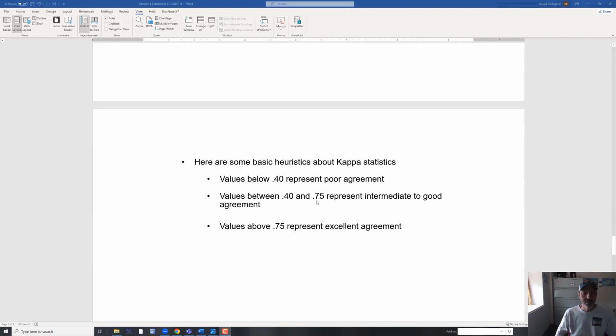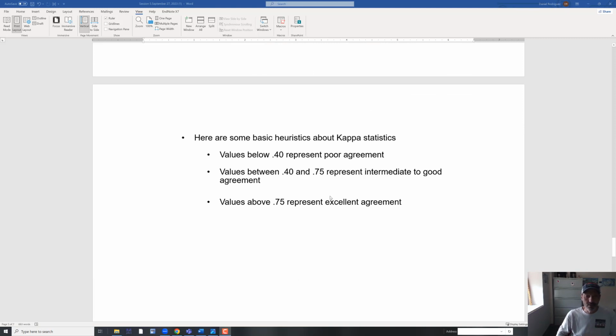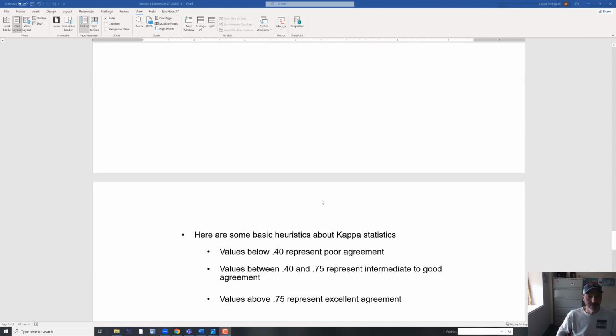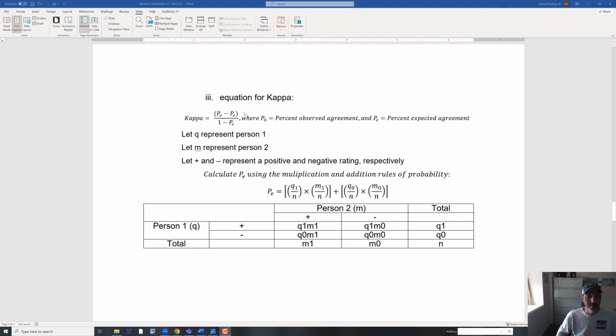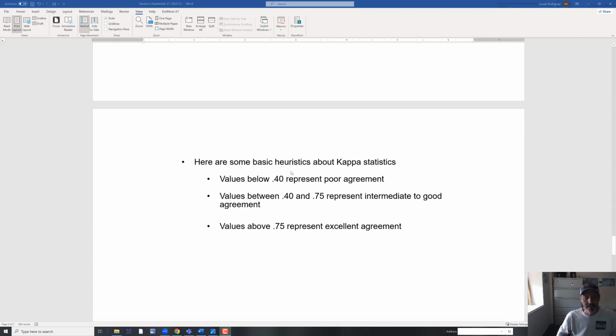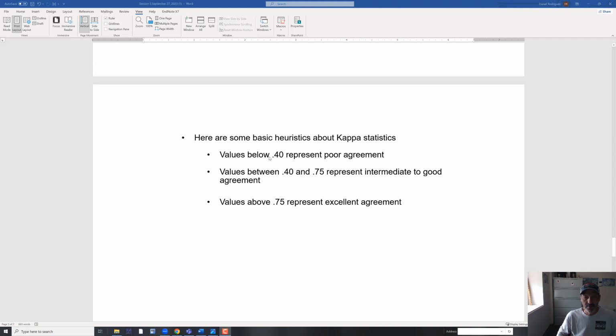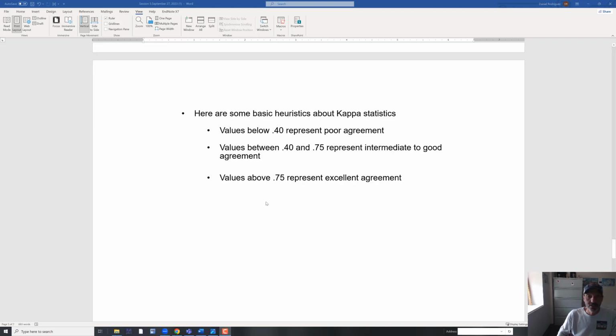So let's go to some heuristics here. We'll calculate kappa using this equation up here, right? After we get the expected and the observed agreement, we'll get our kappa value, and we'll use these heuristics to interpret. Values below 0.4 represent poor agreement. Again, these are heuristics. Heuristic means rules that people follow. That happens a lot in stats. People have these rules, and they say this is the cutoff. Values between 0.4 and 0.75 represent intermediate to good agreement, and values above 0.75 represent excellent agreement.